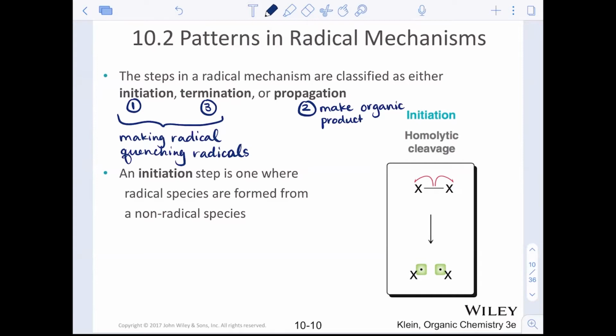So to start us off, an initiation step is one where radical species are formed from non-radical species. So see here how we have one molecule and we are making two radicals from that one molecule. An initiation step will always involve the pattern homolytic cleavage, pattern number 1.